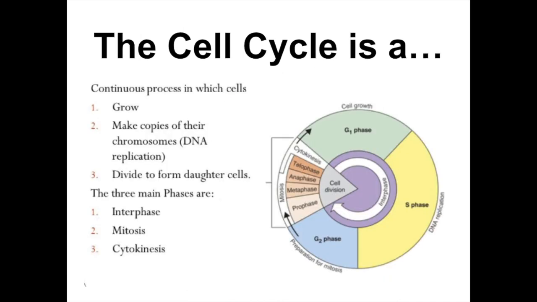Okay, so let's look at the cell cycle. The cell cycle focuses on growth, copying, and then a little more growth, and then division. The cell cycle consists of those 3 phases. Basically, the first phase is interphase, which is growth, copying, and more growth. Then it moves into mitosis and then cytokinesis.